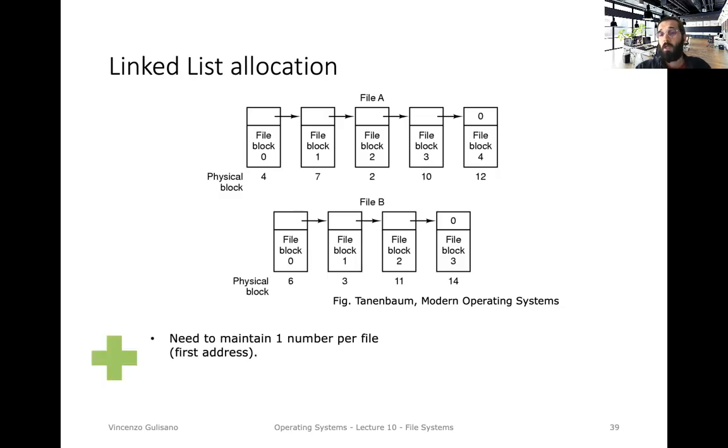Now you need to maintain only one number per file, which is the address of the first block. But on the other end, you don't know exactly where the block number n is, because now it's not contiguous. You cannot just sum n to the first one. You actually need to traverse all the blocks until you find block n.